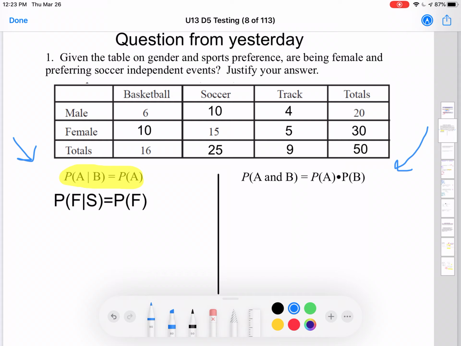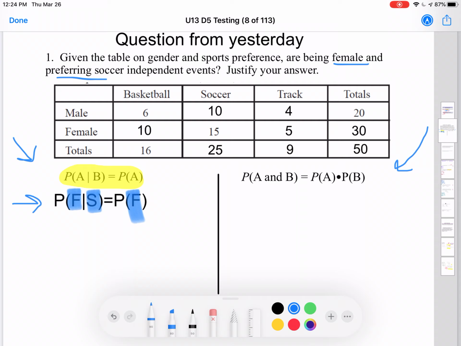All right, it says, given the table on gender and sports, are being female and preferring soccer independent events? Now, it doesn't matter if I ask you if they're independent or dependent. You're just going to do either test you want, but I'm going to do both tests right now. And remember, order doesn't matter either. Here I'm choosing to do probability of female given soccer. You could start out with soccer given female, but once you choose, now it has to go every other. Female, soccer, female, FSF. It has to go in that order once you choose what you're going to do.